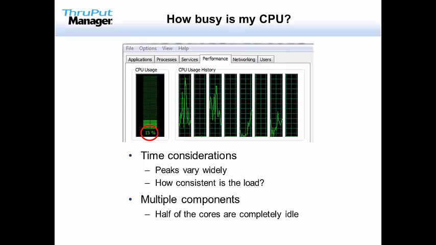But look a little closer, the time considerations. For example, you can see the windows on the right that represent each of the cores and their activity over time. You can see many, many peaks and valleys, meaning that at any given moment in time, the utilization was quite high. Other moments, the utilization was not high at all. So how consistent is this load? It's not consistent at all.